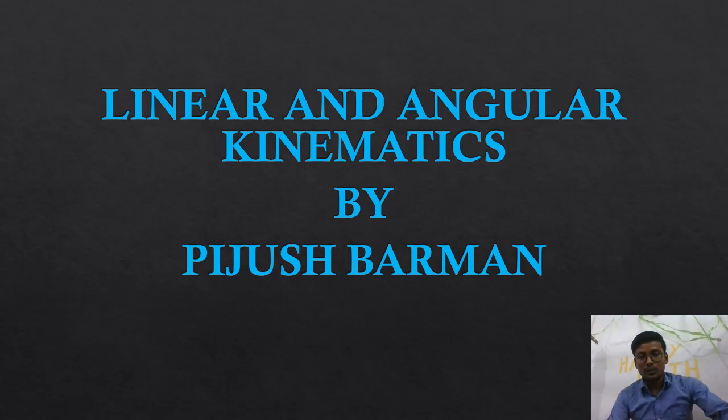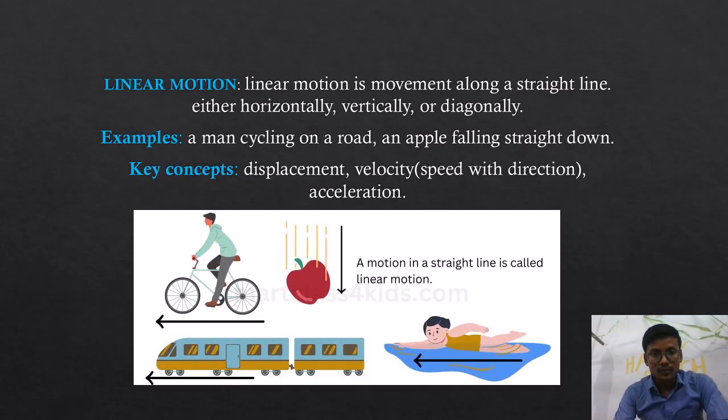Today we learn about linear and angular kinematics. So we can start our class. First one is linear motion. Linear motion is the movement along a straight line, either horizontally, vertically, or diagonally.